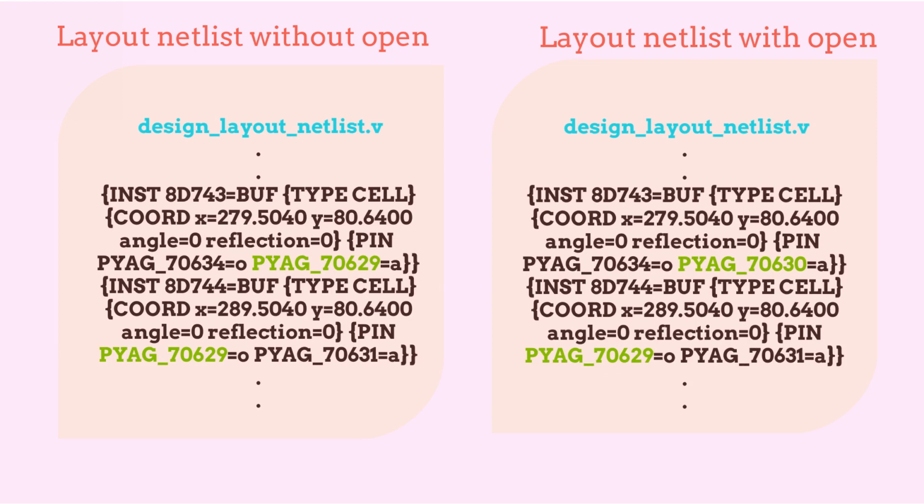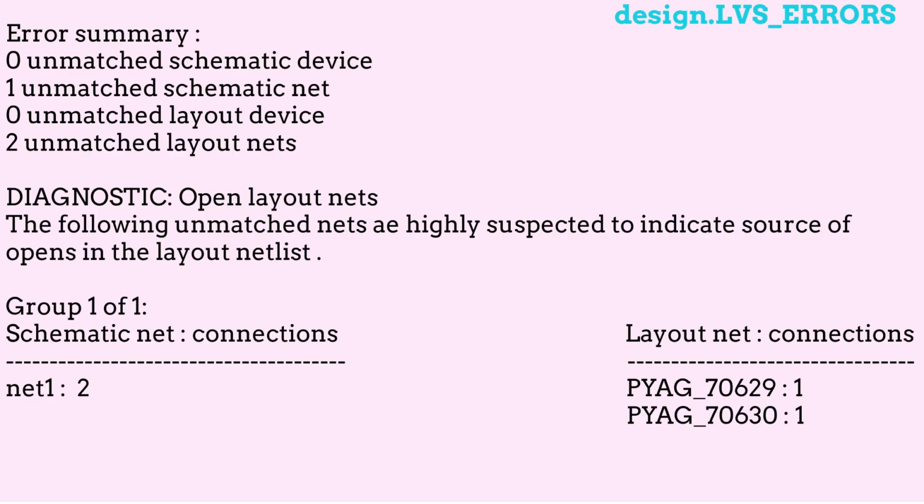In layout netlist, without open, pin A and pin O are connected to the same net PYAG70629. In layout netlist, with open, the pins are connected to different nets. This is how LVS results will look like for a design with open. The net 1, which is connected to two pins in schematic, is divided into two nets in layout, each connected to one pin.